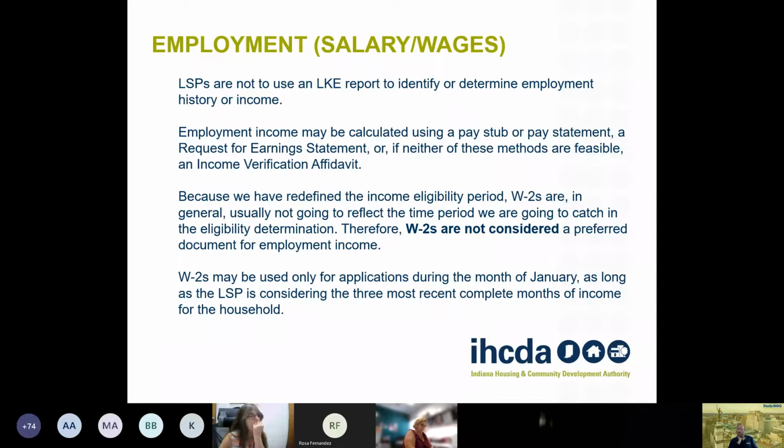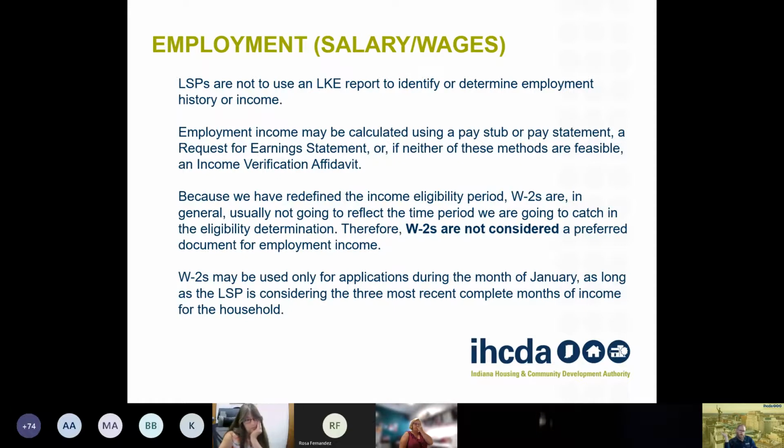Next up, we have earned income for salary and wages. As a reminder, we are not to use the last known employer report to identify or determine employment history or income. This is mostly because we are now looking at the most recent 3 months or 13 weeks, and there's always going to be that reporting lag with the DWD reports.